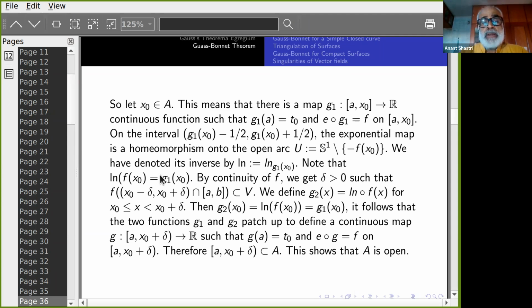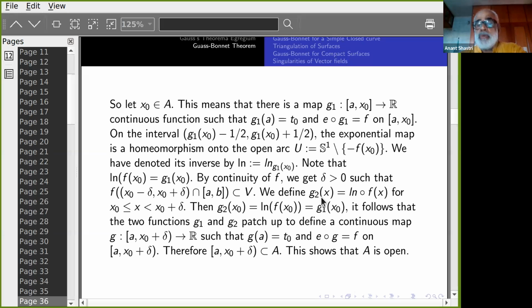Note that ln of f(x naught) is g1 of x naught. This is what I just told you. So by continuity of f, we get a positive delta such that for the interval around x naught, from x naught minus delta to x naught plus delta, everything happening inside AB, f of that goes inside this V. What is V? V is open, sorry, V is U here, S1 minus this set.